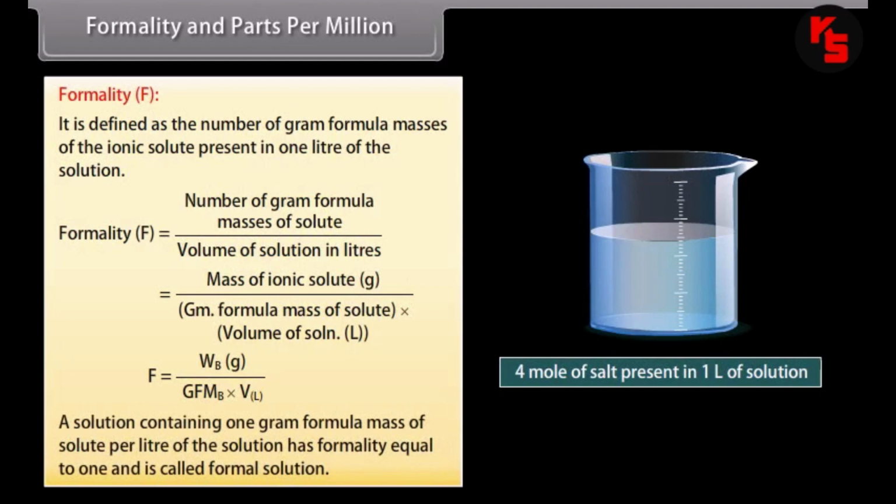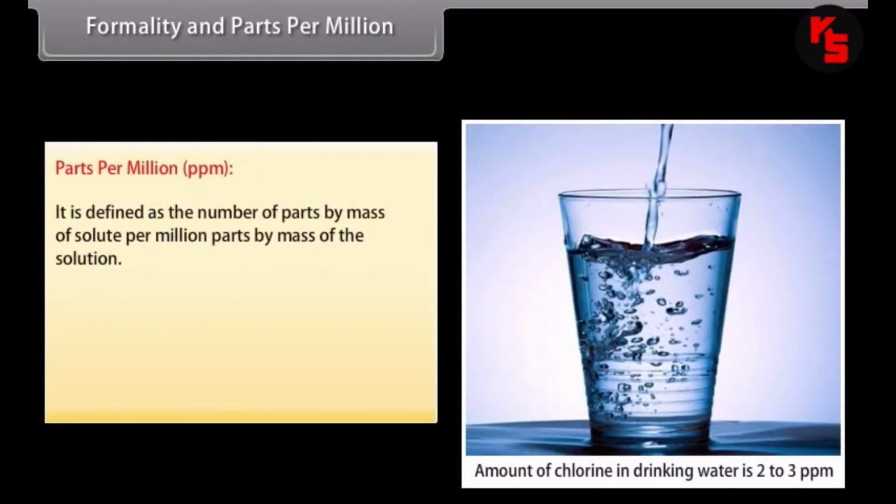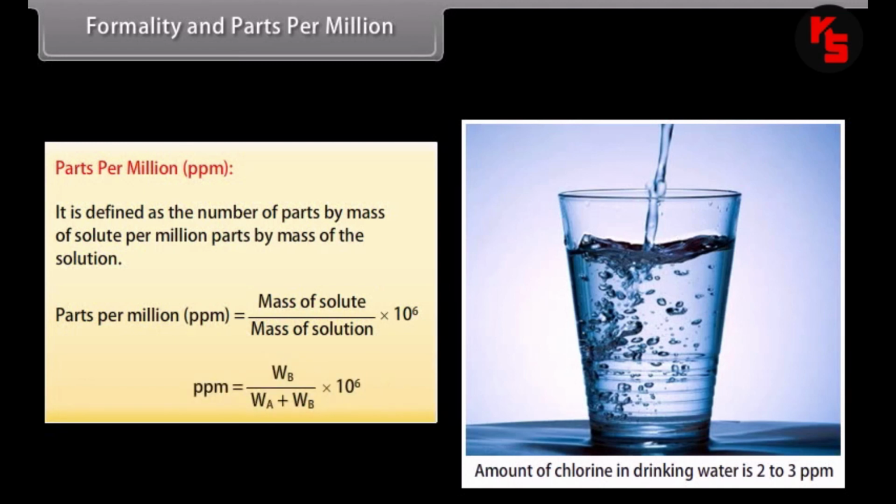A solution containing 1 gram formula mass of solute per liter of the solution has formality equal to 1 and is called formal solution. Parts per million. It is defined as the number of parts by mass of solute per million parts by mass of the solution. It is abbreviated as ppm. Mathematically, ppm is equal to Wb divided by Wa plus Wb into 10 raised to the power 6.